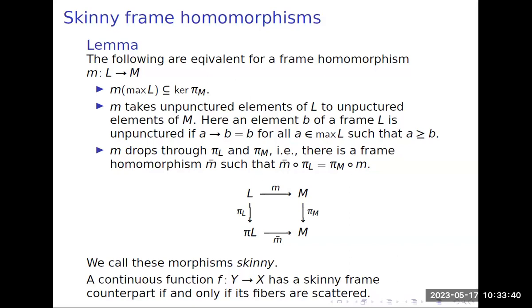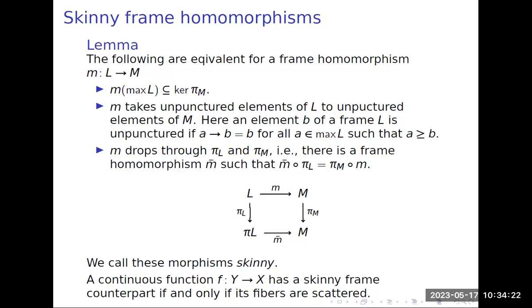Okay? Scattered fibers. In frame terms, all you're doing is insisting that the frame map take maximal elements of the domain to members which may not be maximal in the codomain, but they're at least in the kernel, the pointless kernel of the codomain. In other words, by applying the pointless nucleus, you will eventually push them to the top. And you can actually describe the attribute of being unpunctured in abstract terms if you like.